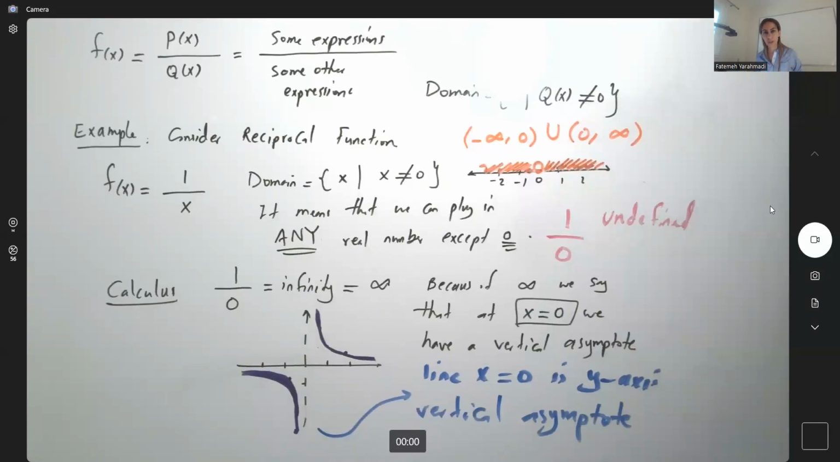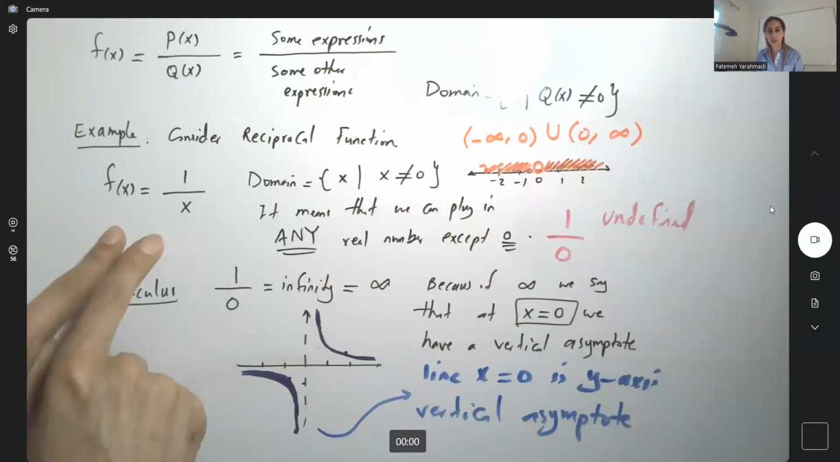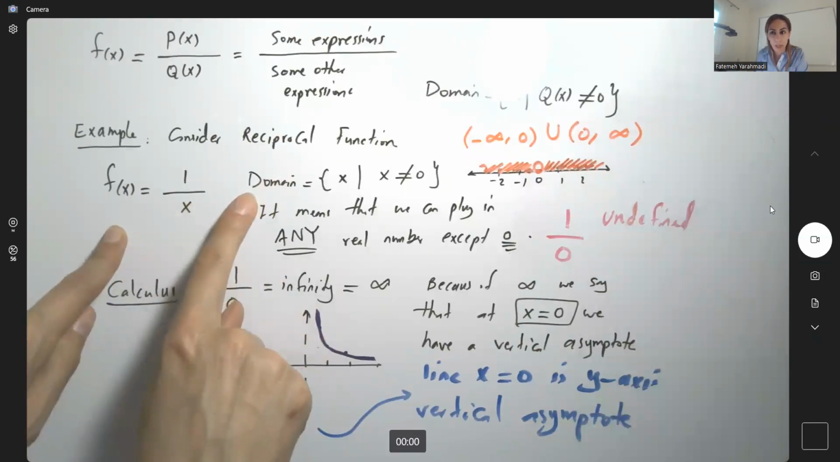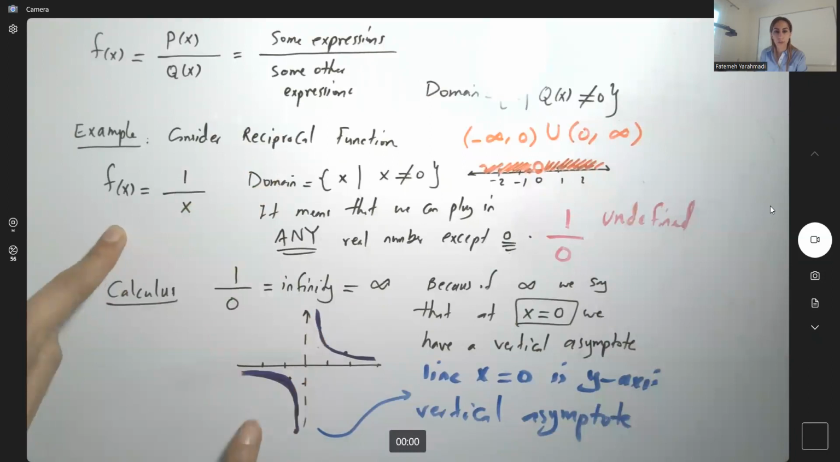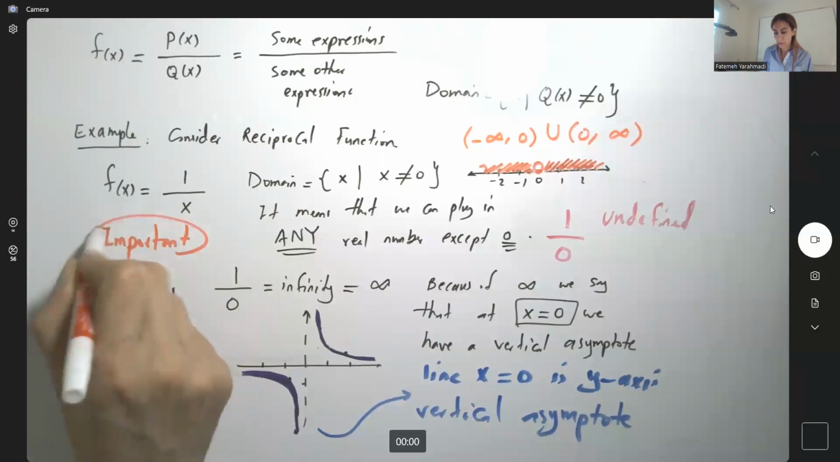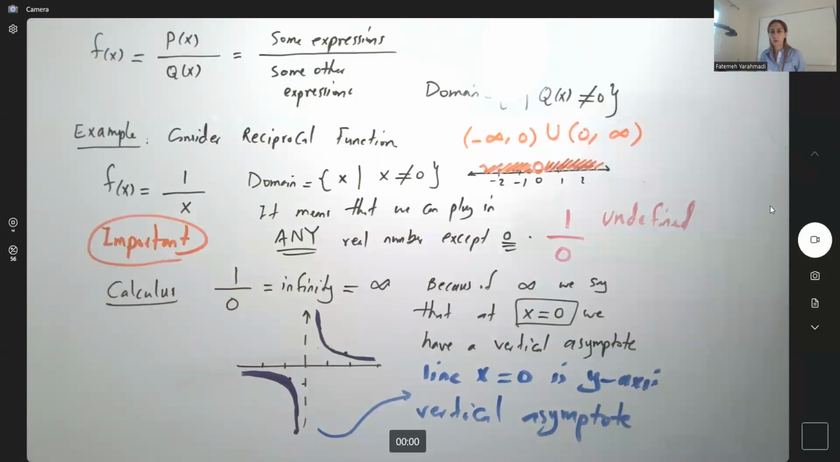A rational function, the domain of a rational function, guys, you need to know this function, you need to know the name of this function, you need to know how to find the domain of this function, you need to feel comfortable about the graph and the vertical asymptote. Make sure to know this function. This is important. On the exam, if I ask you to write the reciprocal function and find its domain, you need to know the reciprocal function is 1 over x, and how we find the domain of that function.